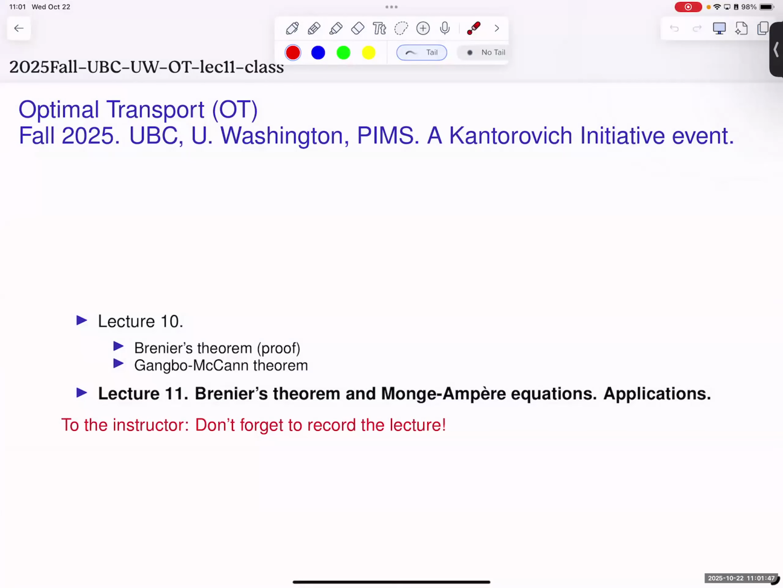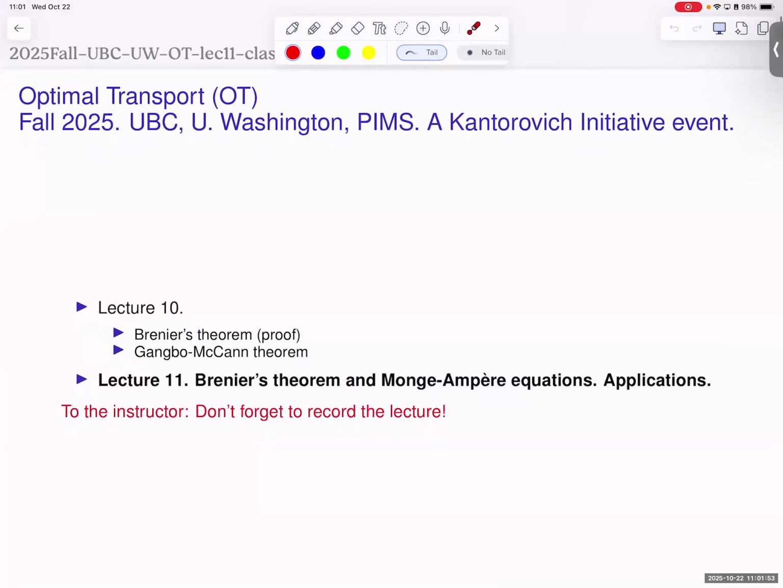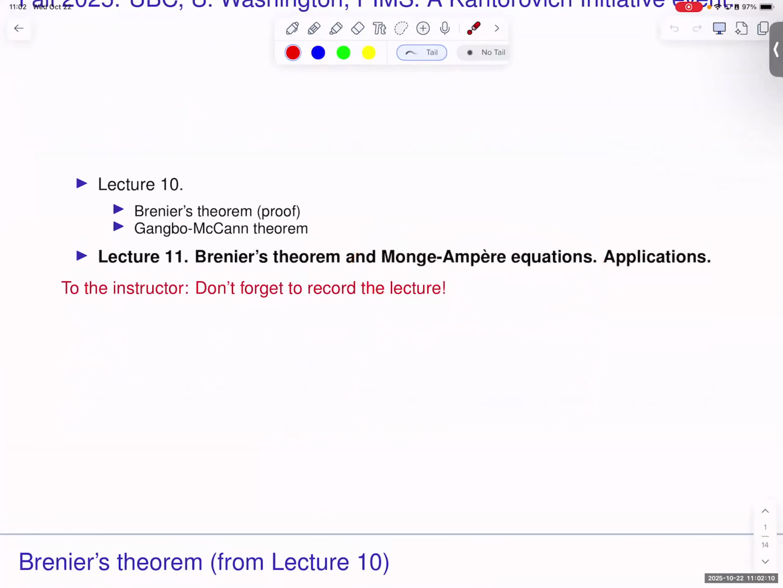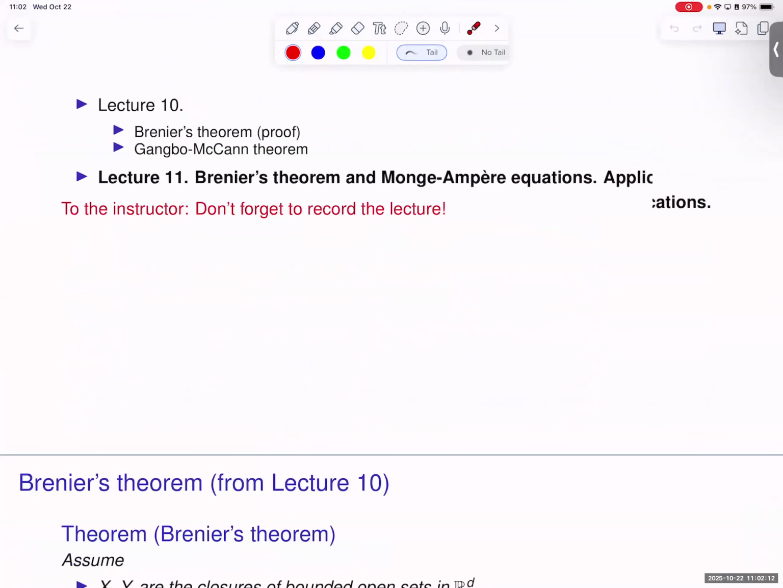The goal today is to learn about the so-called Monge verification. After Brenier's theorem, one may wonder what kind of properties Brenier's solution, given by this convex function, has. So the Monge equation is the answer, and we will see what it is and then some applications.